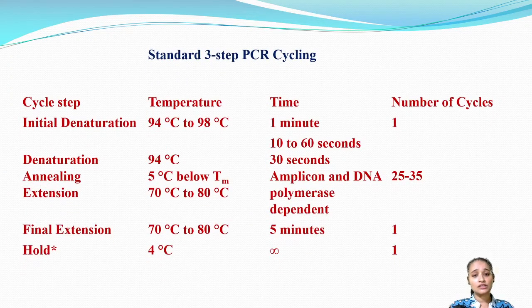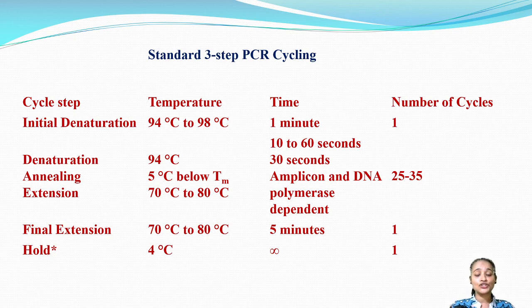Now, as I said, these are different cycling conditions. So this is standard 3-step PCR cycling. Initial denaturation, which we carry out at a temperature of 94 to 98 degrees centigrade for 1 minute. As I said, 1 to 9 minutes. So number of cycles, only 1 cycle.